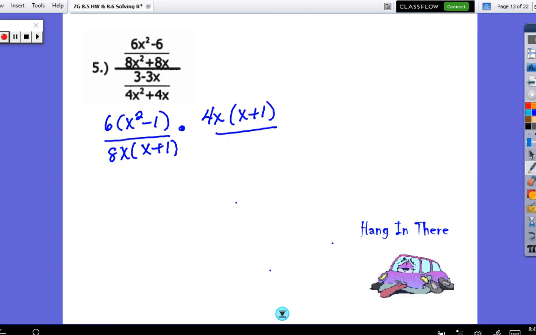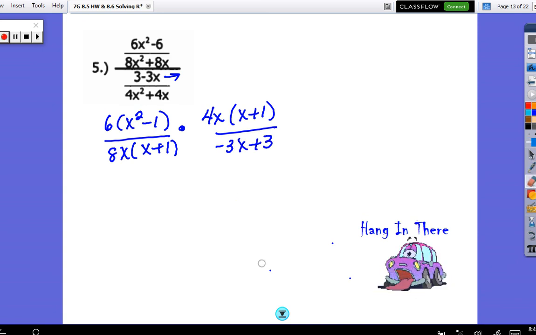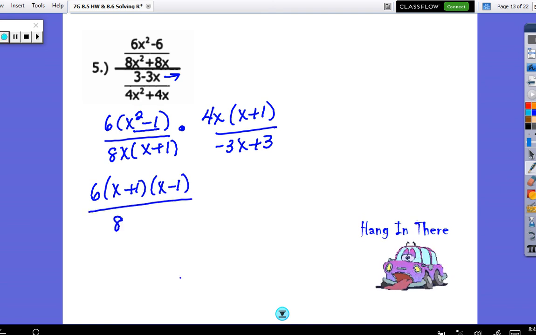All right, and this I need to rewrite. So I'm going to make that negative 3x plus 3, because everything else is in standard form. All right, I'm still cleaning. I can factor this again. Get x plus 1, x minus 1. My denominator I can't do anything with, but I see I've got a common factor now.